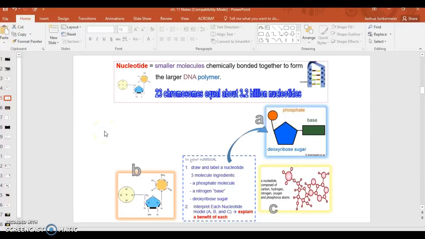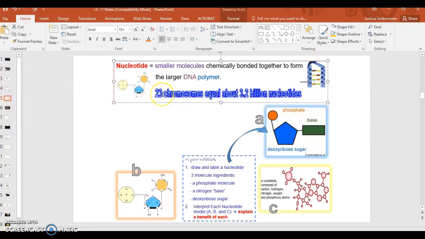Slide 5. After you've written slide 5 in your notebook, just go ahead and copy the definition down for nucleotide. It says nucleotide is a smaller molecule chemically bonded together to form a larger DNA polymer. So basically, like we've already discussed, nucleotides are these special molecules that have this structure. So it's a molecule made up of 3 smaller molecules, but these things get repeated to make DNA like you see here.